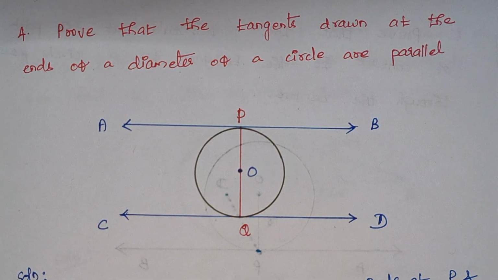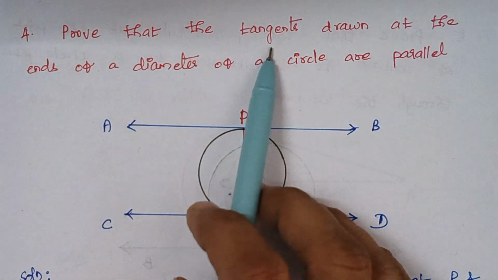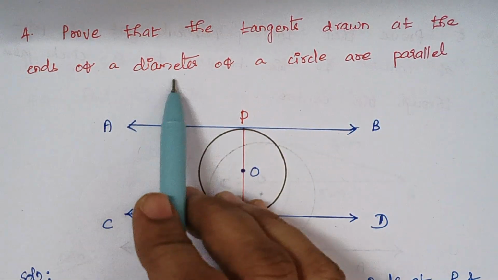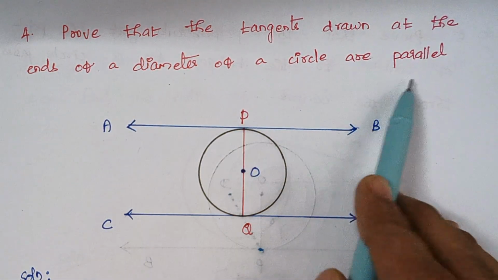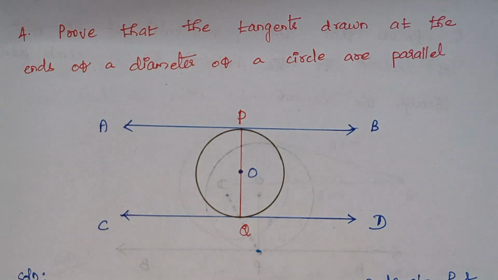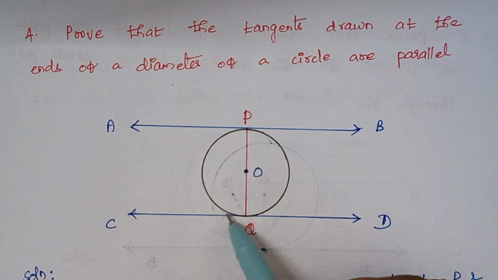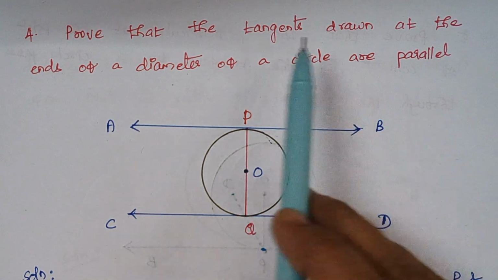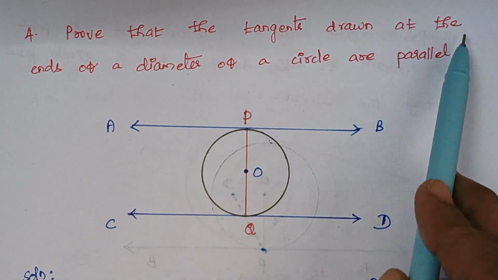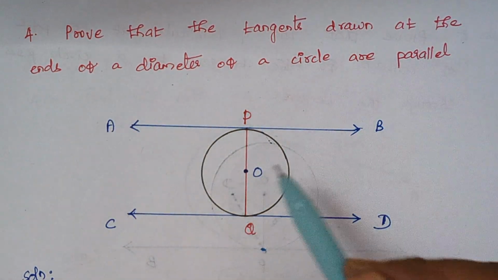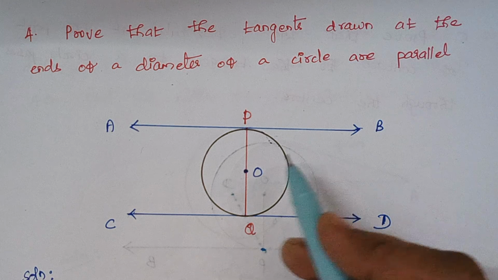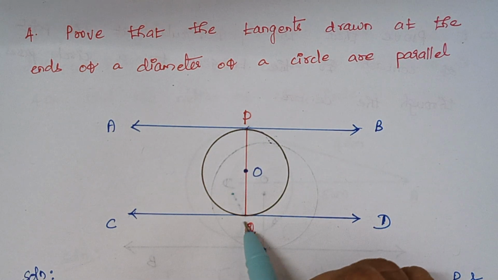Our fourth problem is: prove that the tangents drawn at the ends of the diameter of a circle are parallel. So here we have a circle, and tangents drawn at the ends of the diameter of the circle. So this is the circle and this is the diameter, right?